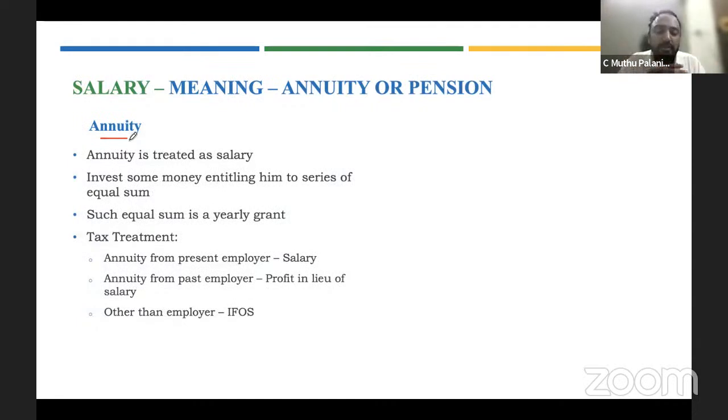Annuity is like an insurance policy. I put money into a policy, either I put or my employer puts or whatever. In future, when I'm retiring, I'll start getting money from that policy. So this is what annuity is about.